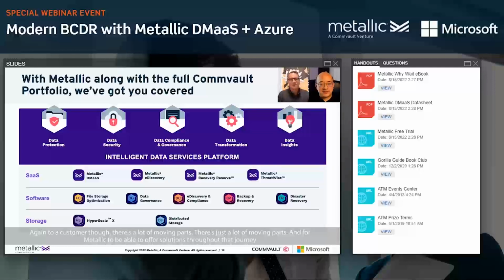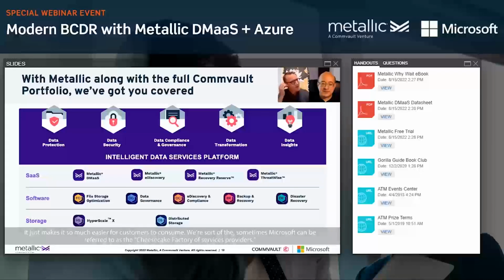Again, to a customer though, there's a lot of moving parts. There's just a lot of moving parts. And for Metallic to be able to offer a solution throughout that journey, with the single pane of glass, the single set of controls, easy to access, install, and have a governance model around, it just makes it so much easier for customers to consume.